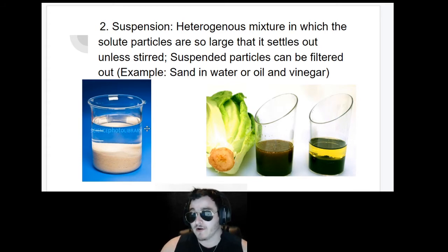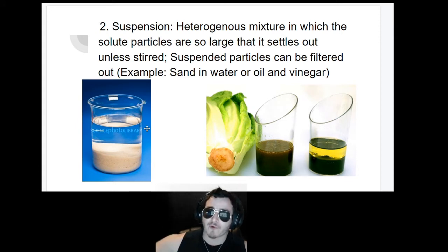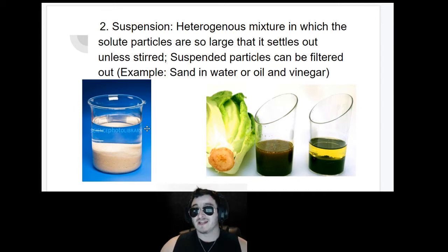In oil and vinegar, right, if you've got Italian salad dressing, maybe you've seen your waiter shake it up before he pours it onto your salad by your table. But if you leave it alone, the vinegar is going to go to the bottom and the oil is going to sit on the top. It's just differences in density, but those are examples of suspensions. But they are certainly not homogeneous mixtures as our solutions were.